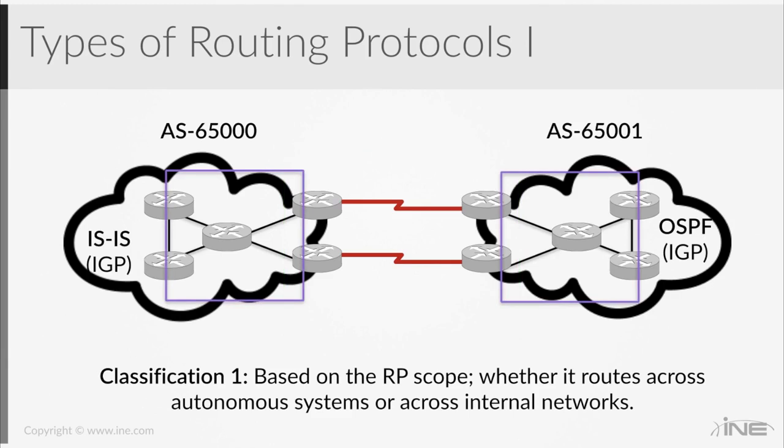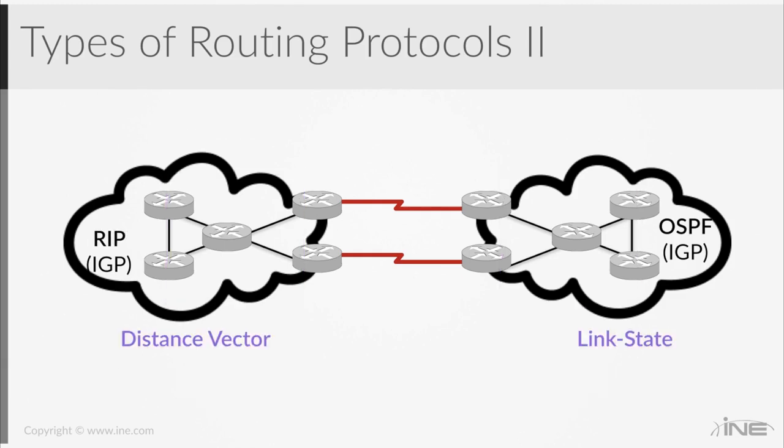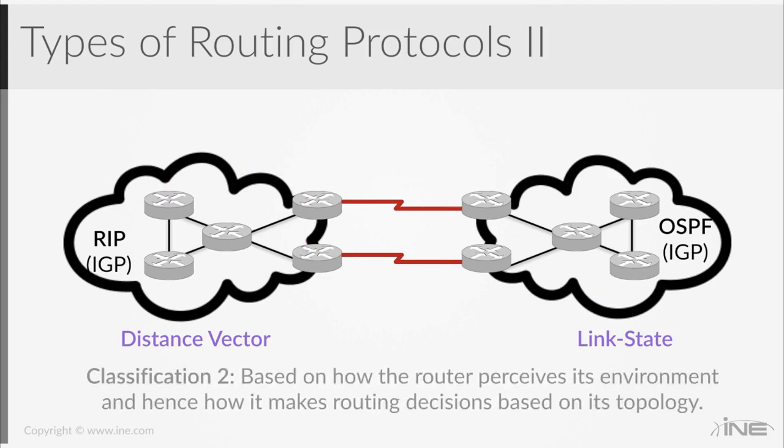This is just showing that the internal gateway protocols are running across those interfaces which are internal to each cloud. Now there's a second classification of routing protocols, and this one is based on how the router perceives its own environment, and hence how this affects the routing decision that it makes. So we have two classic examples on screen.